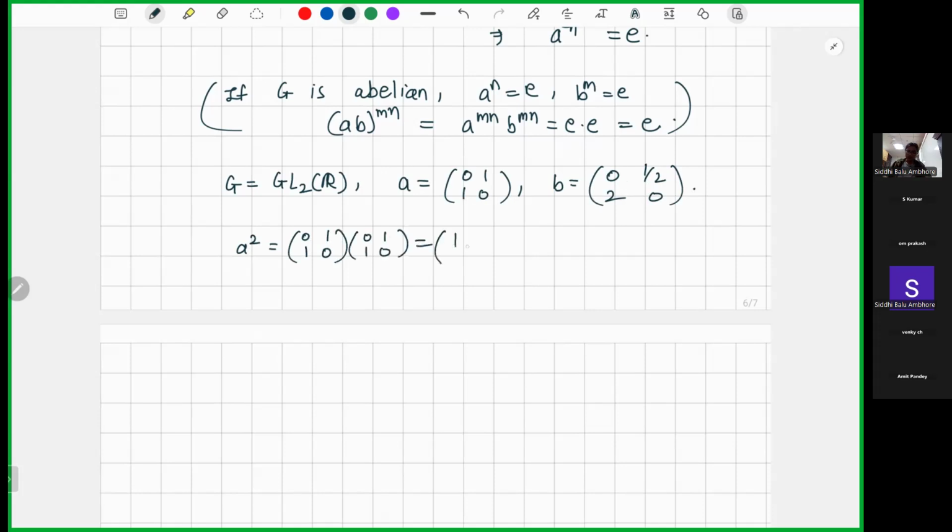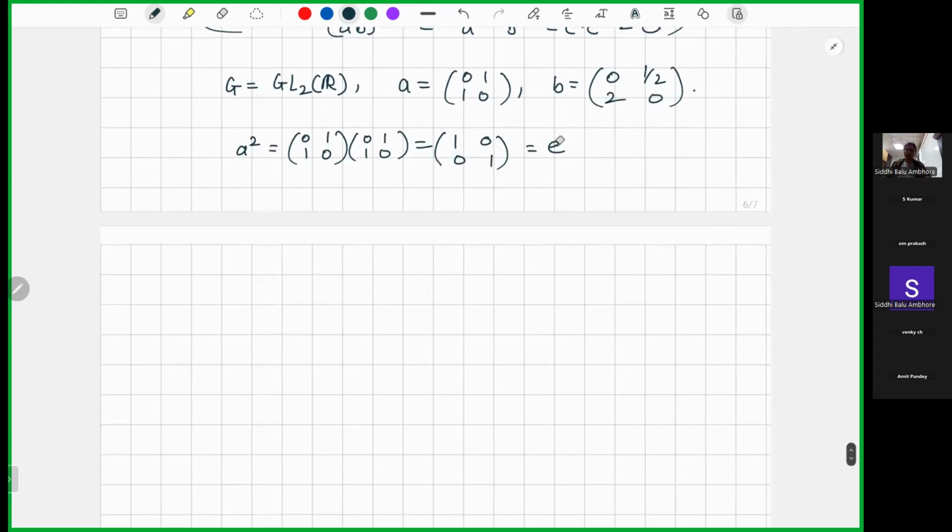This is [[1, 0], [0, 1]]. So this is identity. Okay, or let me call this I. And what is B square? Let us find the order of B: [[0, 1/2], [2, 0]] times [[0, 1/2], [2, 0]].